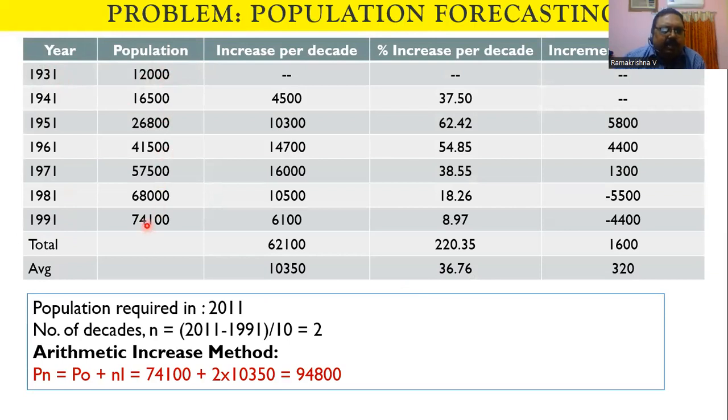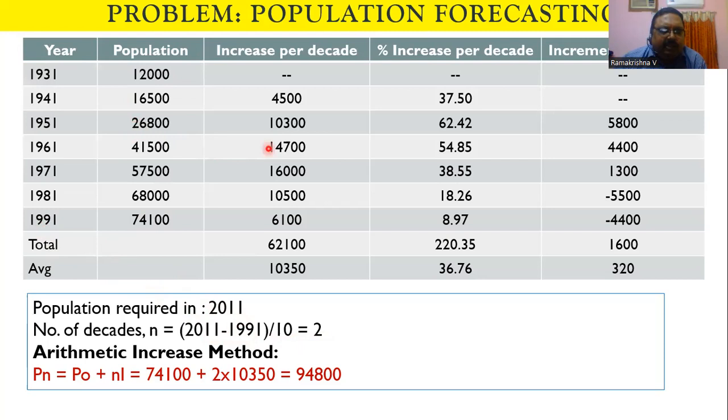So for this, we have to calculate the population in 2011. That means 1991 is the last decade we have. For 2011, the difference is around 20 years. And what decade is 20 years? So the n value is equal to 2.